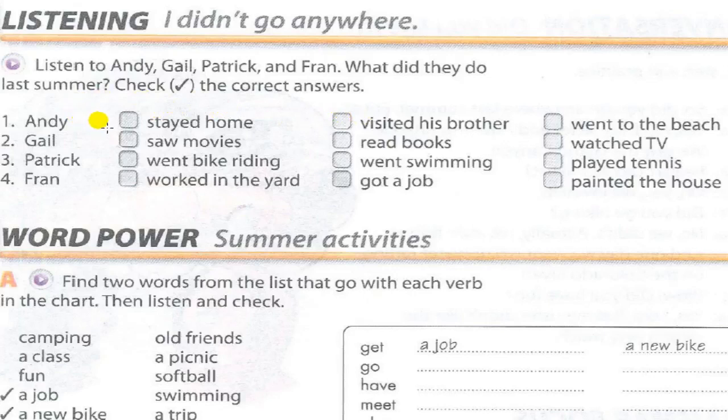1. Hello, Andy. Did you have a good summer? Oh, I had an okay summer, I guess. I visited my brother in Vancouver. That's nice. Did you go to the beach? No, I didn't. It rained all summer, so we usually did things indoors.